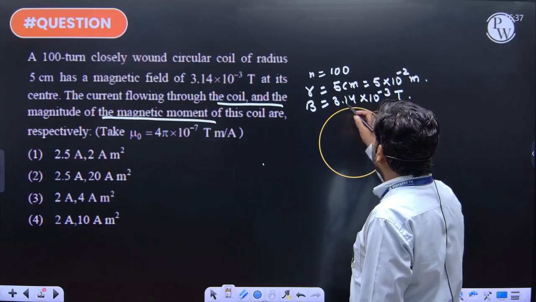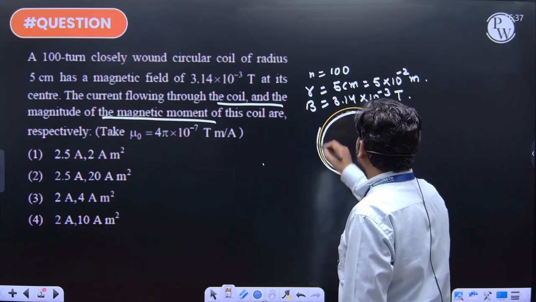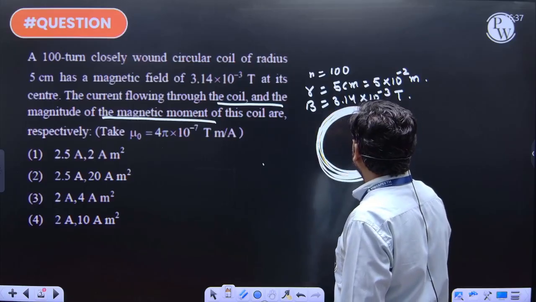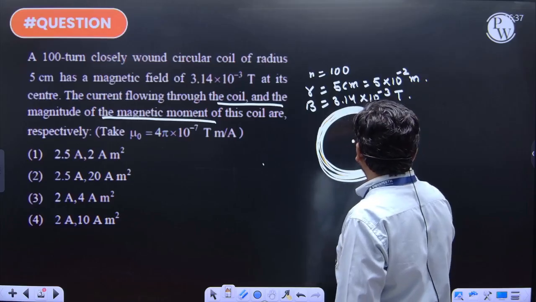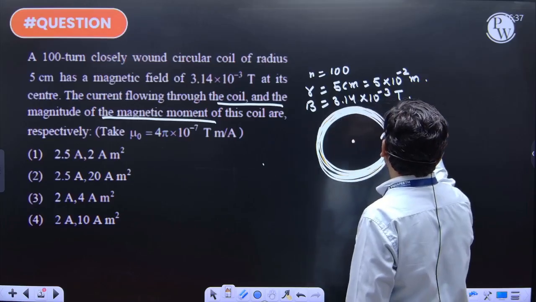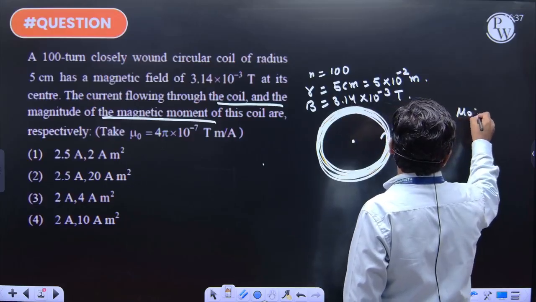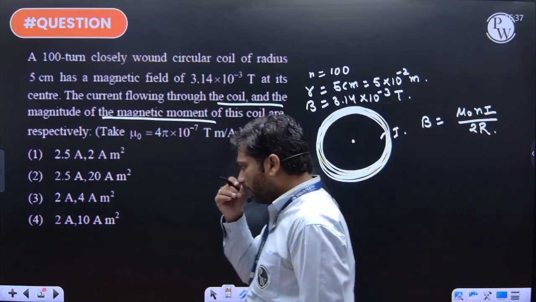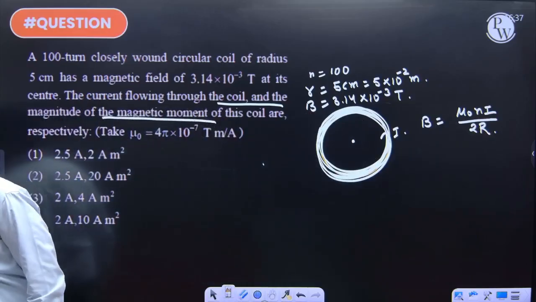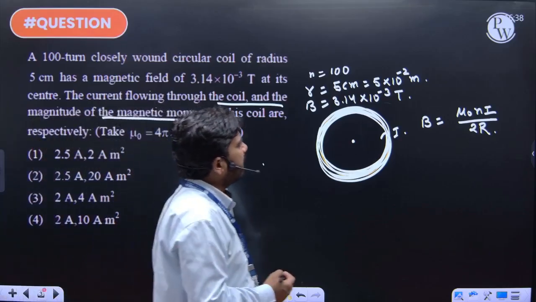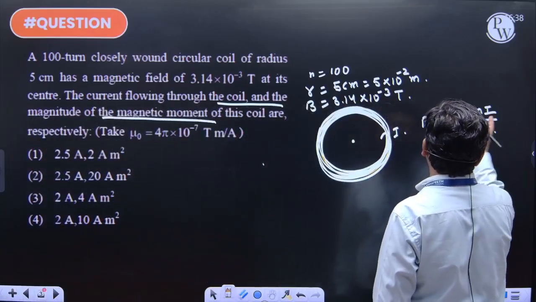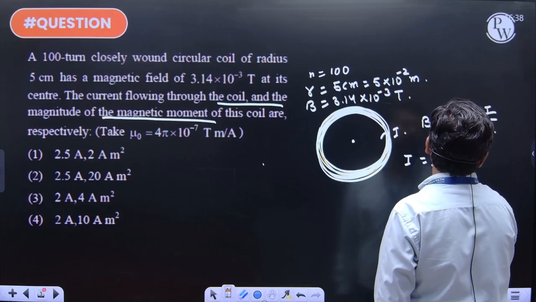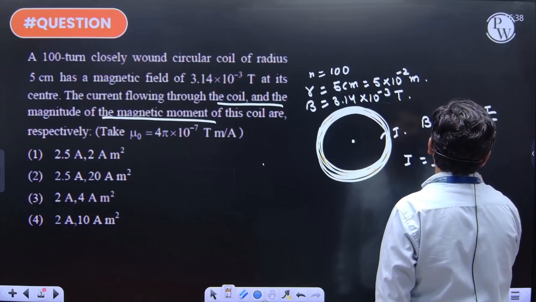So this coil is having 100 number of turns. You know the magnetic field. What is the magnetic field at the center if it carries a current I? The magnetic field at the center is given by mu naught Ni divided by 2R, right or not? Fine. So let's put the expression here. B value is already given. We have to find out the value of I. So what you will get? I equals 2BR divided by mu naught N.